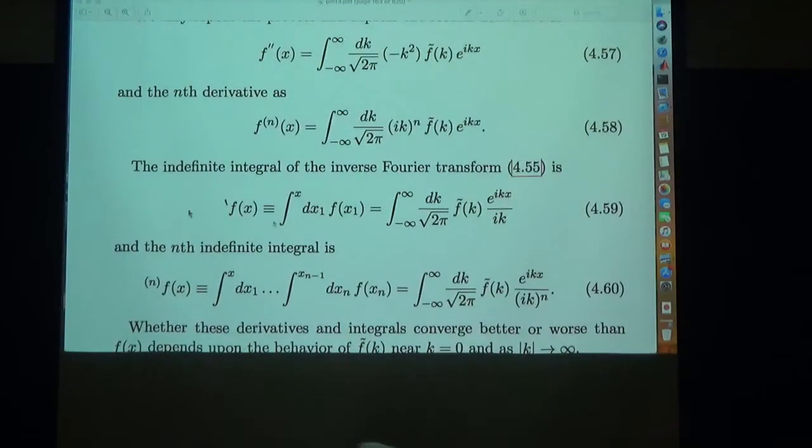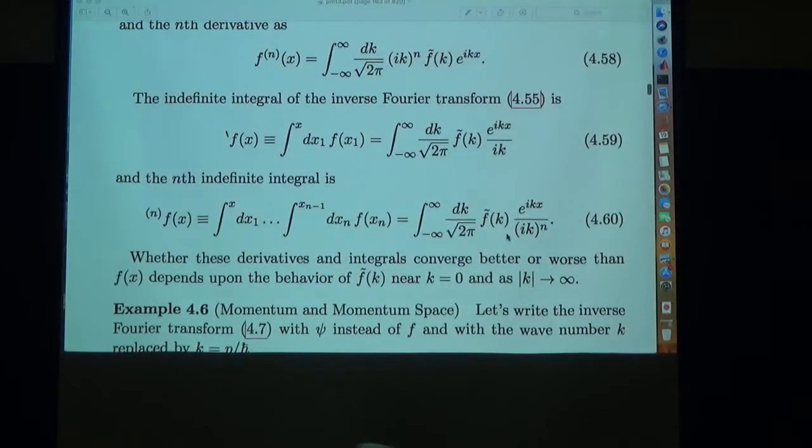You can also do indefinite integrals of Fourier transforms. You indefinitely integrate e to the ikx, and you get e to the ikx over ik. You do it n times, you get that. And whether the derivative or the integral converges better or worse than the function depends again on how the Fourier transform behaves at small and large k.